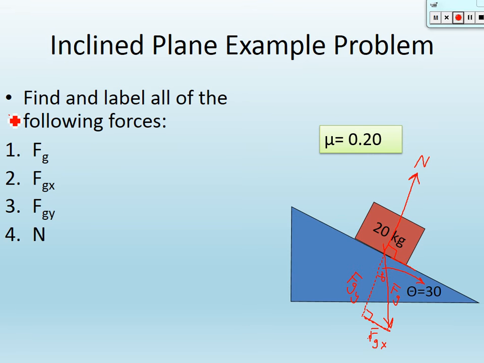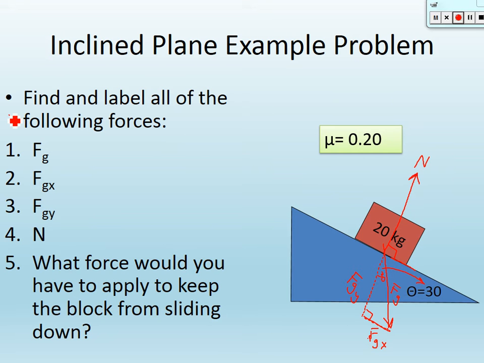Okay, let's label these other forces. Normal force we did. And then number 5 says, what force would you have to apply to keep the block from sliding down? Okay, let's label the forces that are causing it to slide down. What force is causing this block to slide down? Isn't it the force of gravity in the x direction? Okay, so let's put that in here. Force of gravity in the x direction is causing it to fall down.